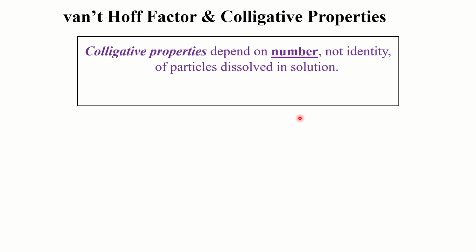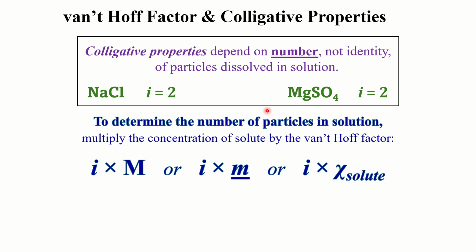All right, next. As mentioned, colligative properties depend on the number, not the identity, of the particles dissolved in solution. So sodium chloride and magnesium sulfide are examples of molecules where the Van't Hoff factor is 2. To determine the total number of particles in the solution, you need to take the concentration you are given, whether this is a molarity, a molality, or a mole fraction, and multiply that concentration by the Van't Hoff factor. This is how you properly determine the number of particles in the solution, as we're going to relate this value to their effect on the colligative properties.